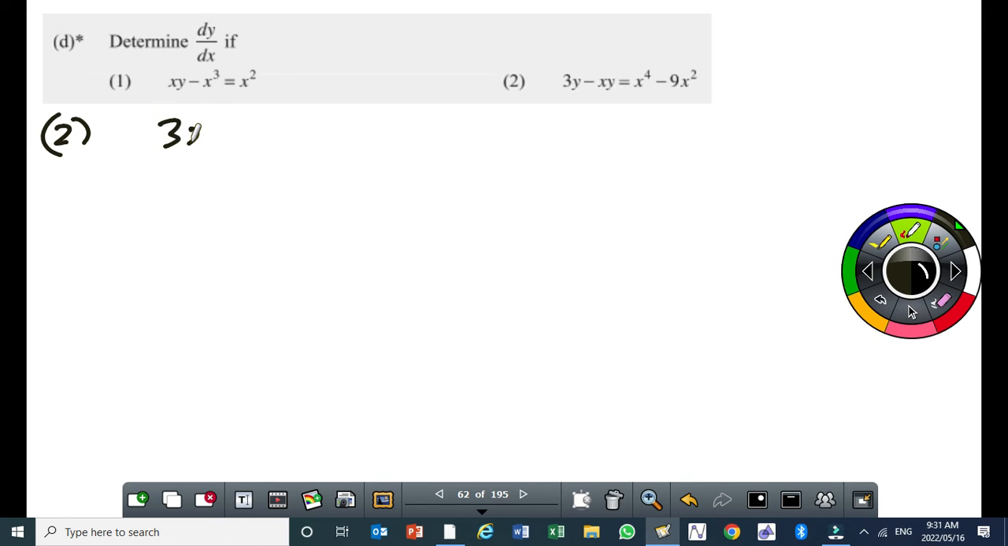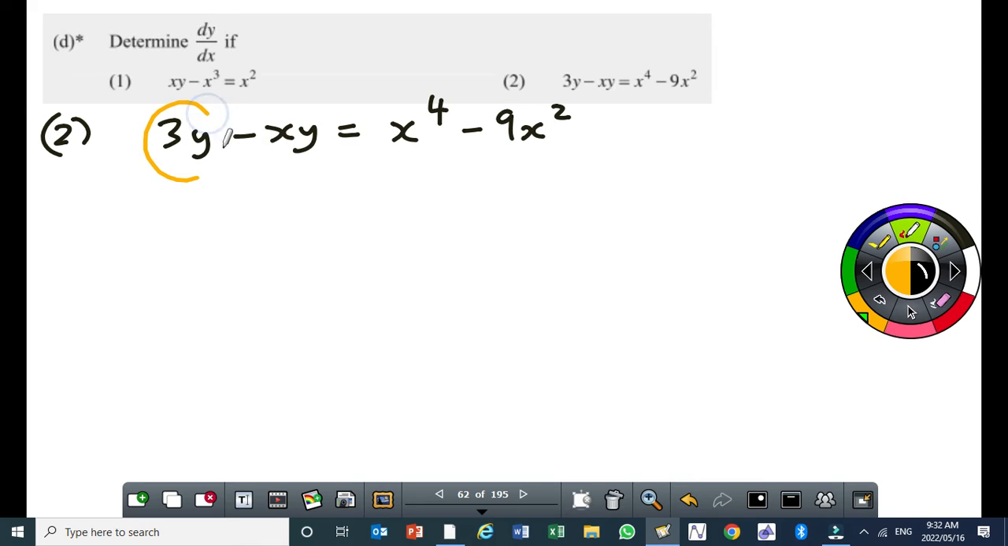So number 2, you have got 3y minus xy equal to x to the power 4 minus 9x squared. Now, I'm sure you can see that we have got 2 terms here that have got y. We have got this term, and we have got that term. Now, if you want to find the derivative, you are only supposed to have y as the subject, which means in this question here, we have got a problem. We have got 2 terms that have got y.